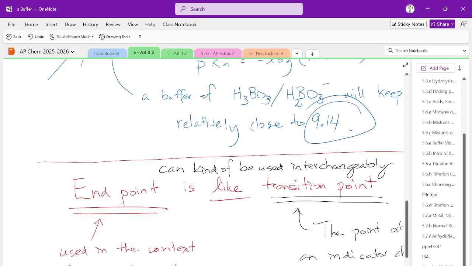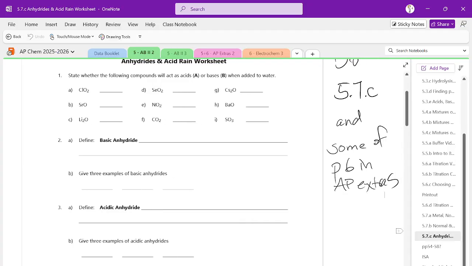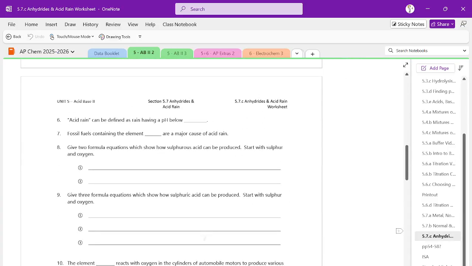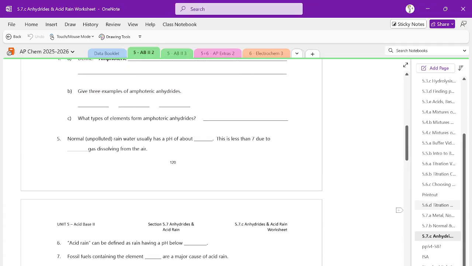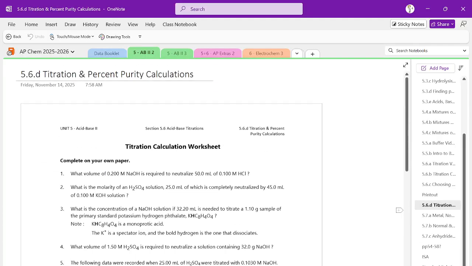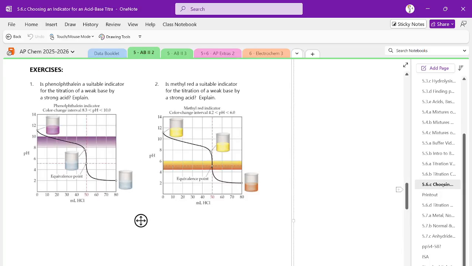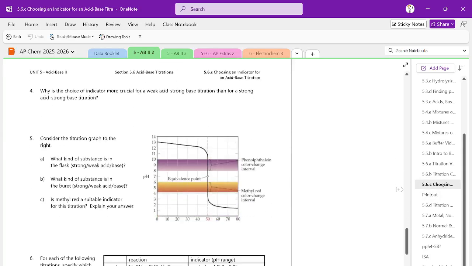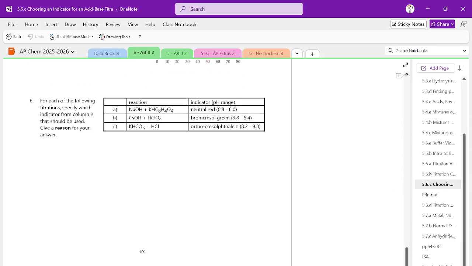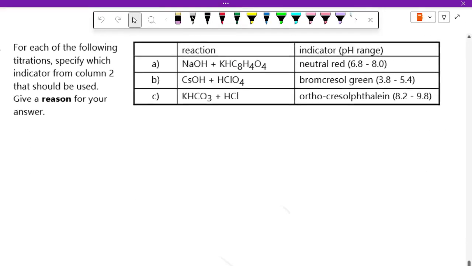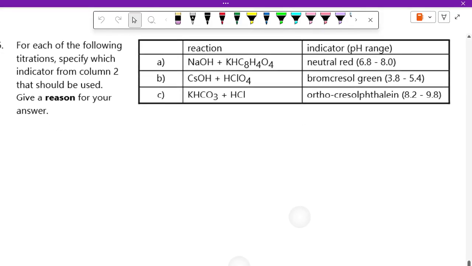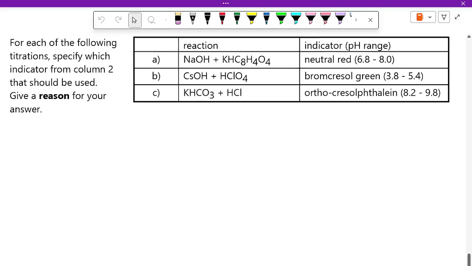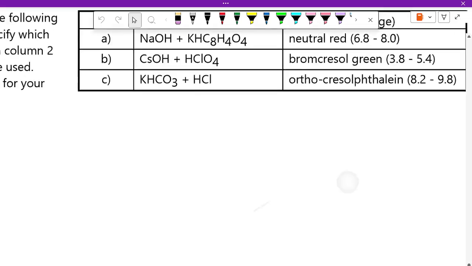Question 6, and this is page 109 of the workbook. Question 6, page 109. For each of the following titrations, specify the indicator from column 2 that should be used. Give a reason for your answer.